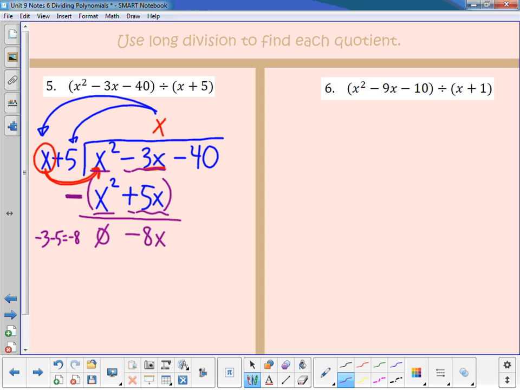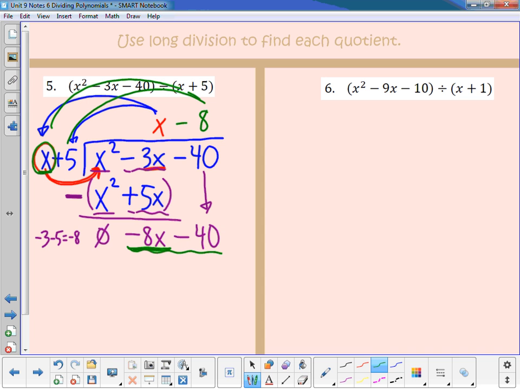So I'm done with the first round. Now I need to do it again. So I'm going to bring the 40 down. And this is the new thing that I'm trying to fit it into. I want x to look like negative 8x. In order to get x to look like negative 8x, I need to multiply by negative 8. So I'm going to have a negative 8 out front, do negative 8 times x, and then I multiply by both.